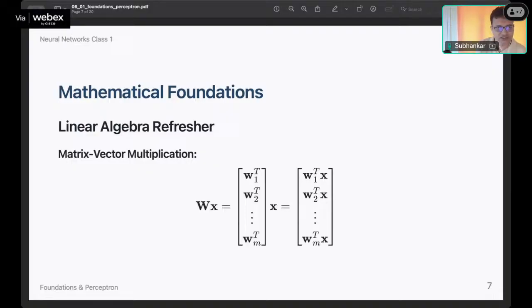If you consider each row of W to be the weight vector for one neuron, then the multiplication WX will give you a vector of outputs, one per neuron. We will come back to that again and see how that affects things.